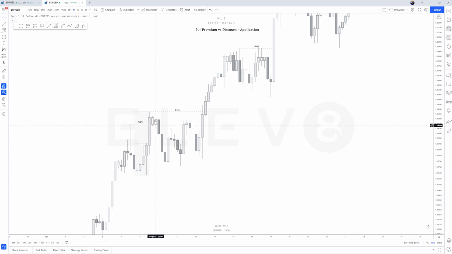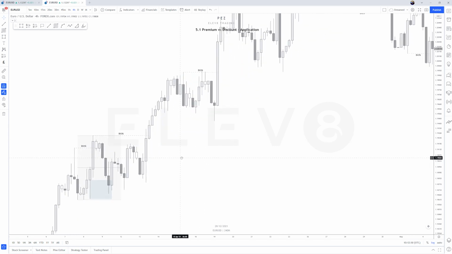So as you can see, we get this breakup, price then retraces, and it comes into discount, taps into this demand here, and then runs off. And then after this breakup, we only get a pullback here. So once we get the pullback, we mark up the low, which is this one here, the lowest point before the break, and the high, which is this.